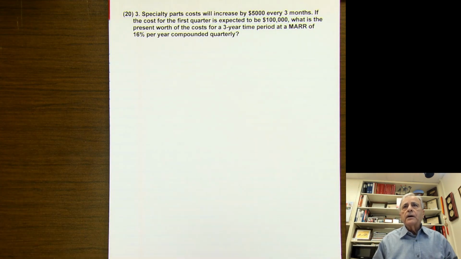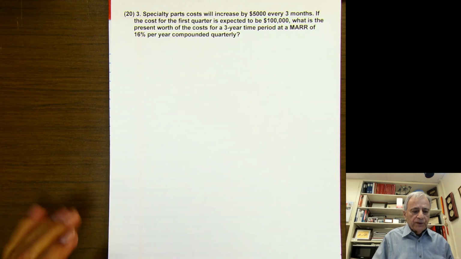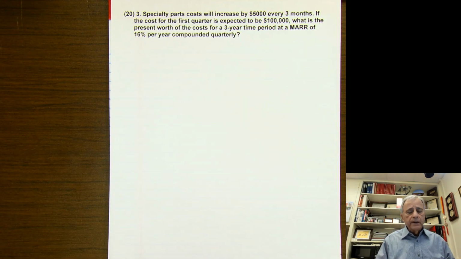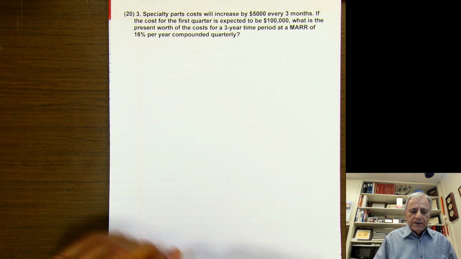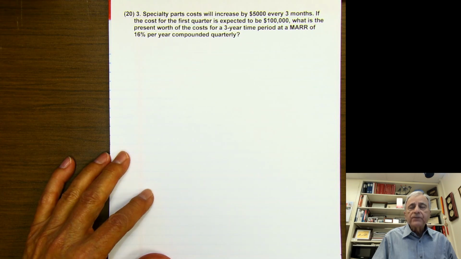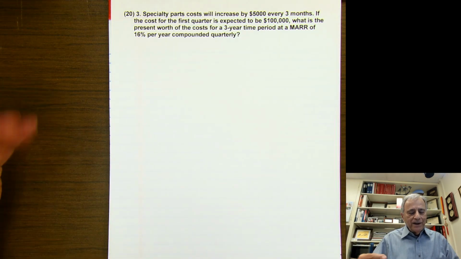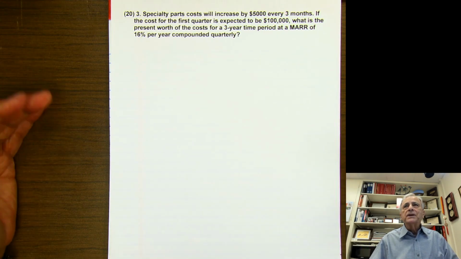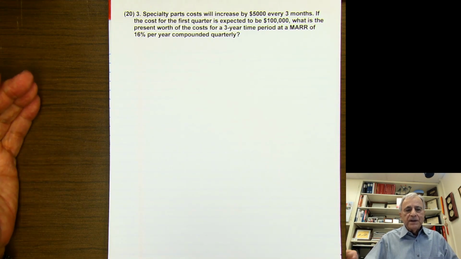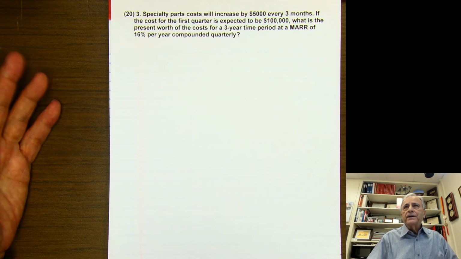The next problem I'm going to work is a problem from chapter 3, and it says specialty parts cost will increase by $5,000 every 3 months. So we right away, if you've worked enough problems, you'll realize, okay, something is increasing by a constant amount. That is an arithmetic gradient series indicator, so to speak.